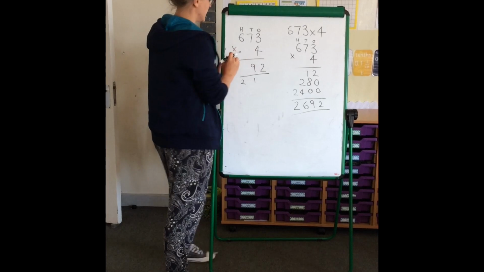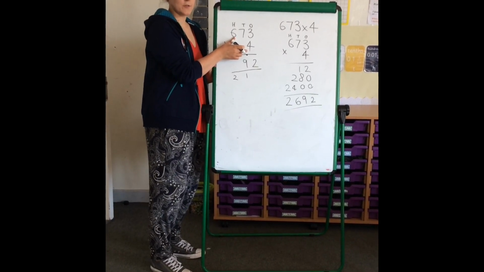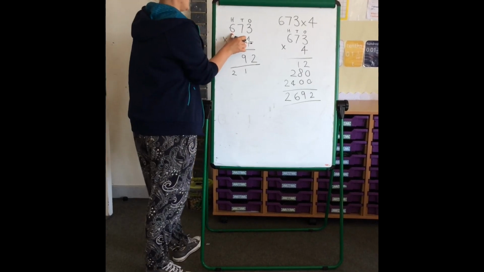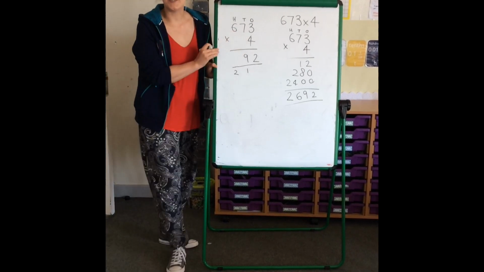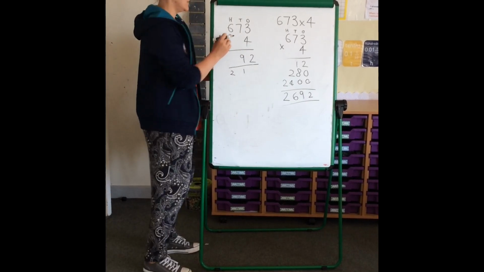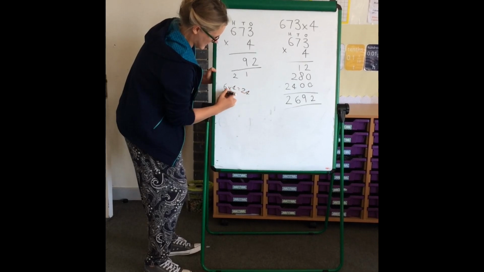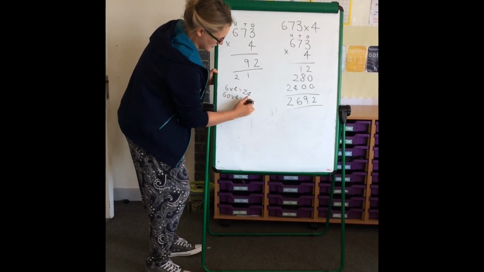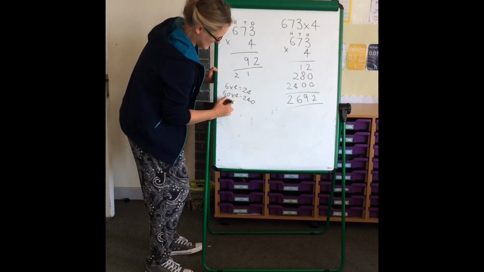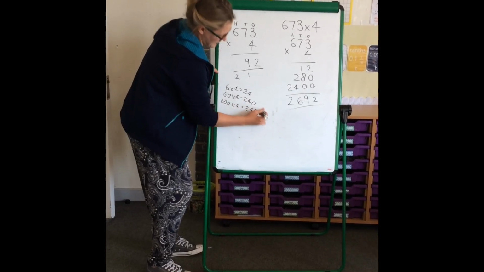Okay, now I've got this. Now, what is this? What does this mean? See if you can think about that and say it out loud or tell that person near you. Yes, go for it. It should be 600 times by 4. So 6 times 4 is 24. I'm going to do my reminder. I have got 60 times 4 is 240. And 600 times 4 would be 2,400.